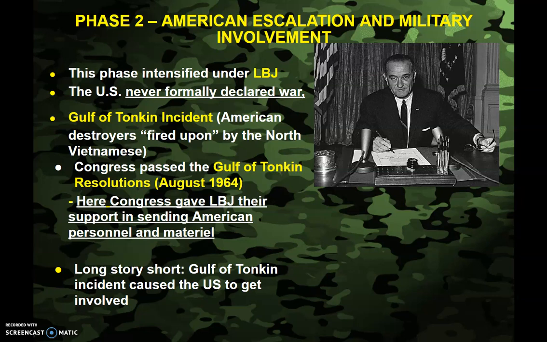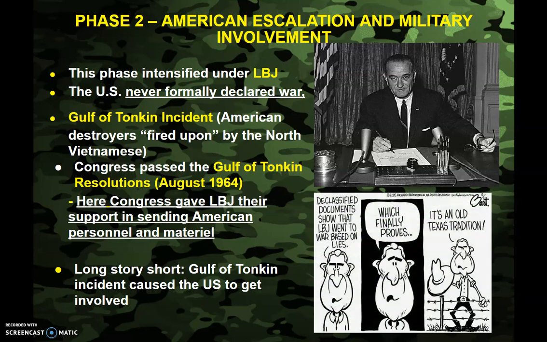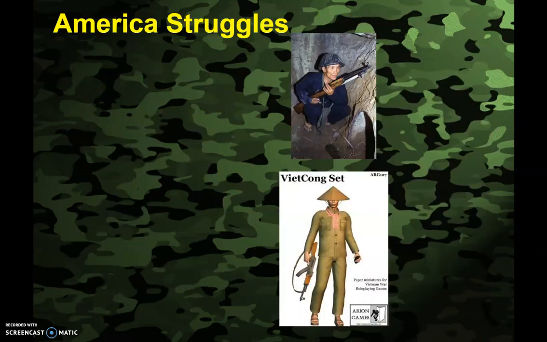Now, had we fired at the North Vietnamese? Yes. Did we fire first? Yes. Did they end up putting a little ding in our boat? Yes. Was that enough for us to go to war? According to Congress, yes. So because of the Gulf of Tonkin incident, LBJ gets support to send American troops and personnel to Vietnam. This is now a conflict between us and the North Vietnamese.